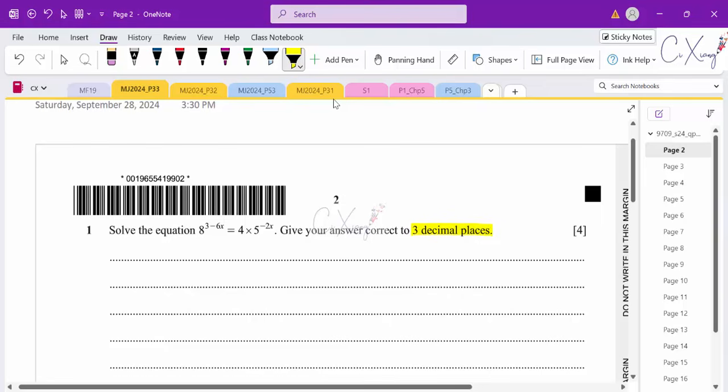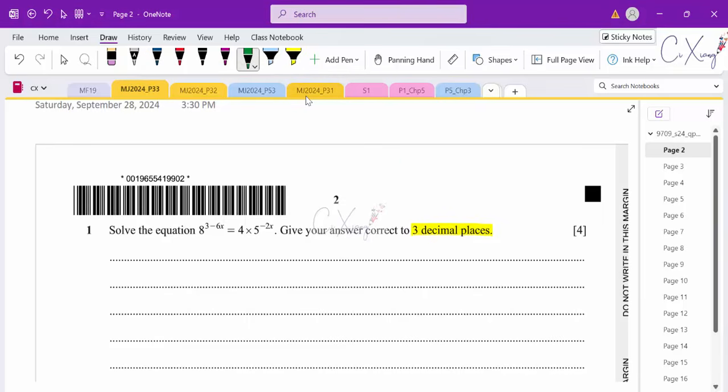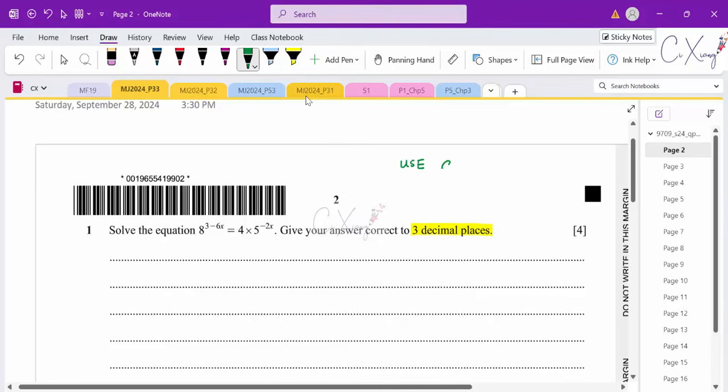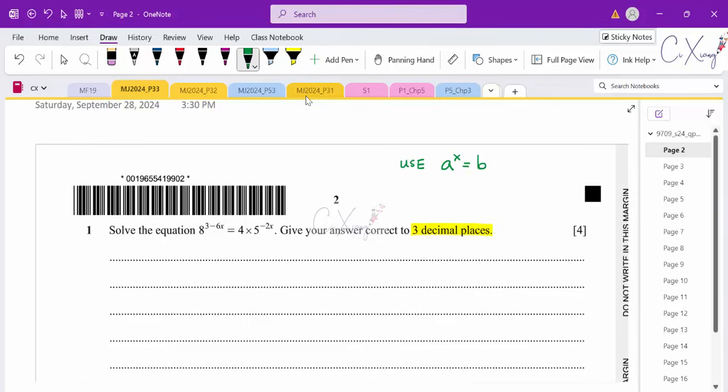When we have an equation with indices, what I prefer to do is try to group everything with the power x on one side, then everything without the power x, which is only the number, on the other side. I usually rephrase my steps in this pattern first. After that, only then do I take ln on both sides to get the value of x.